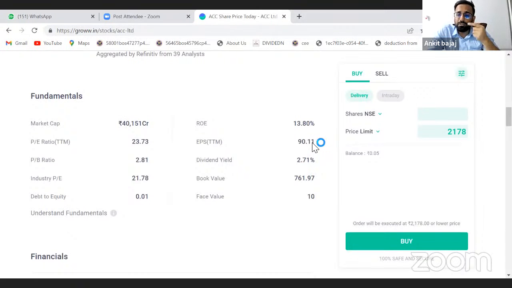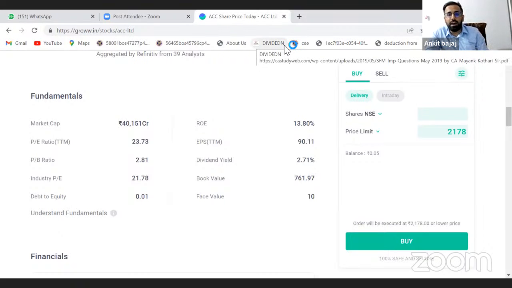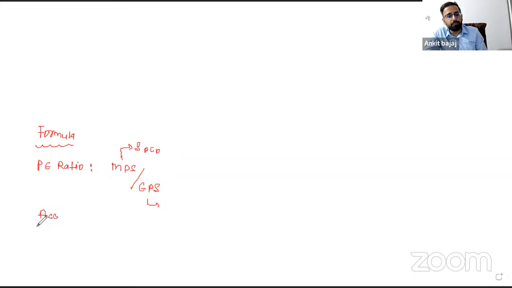So here we can see the PE ratio is 23.73 and EPS is 90.11, right? Now I will show you a magical calculation, you could say. We have seen the PE ratio of ACC Limited is 23.78, and the EPS of ACC Limited was 90.11. This data was given. Now, what is the formula of PE ratio? The formula of PE ratio is market price divided by EPS, right?